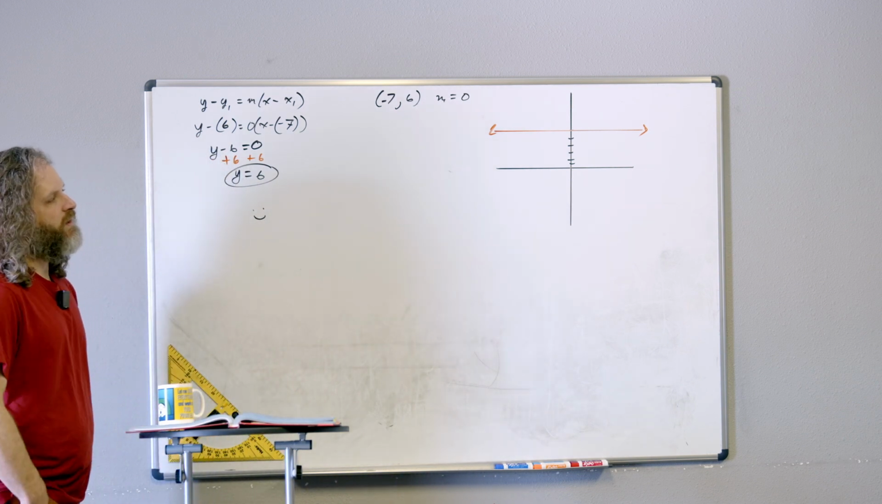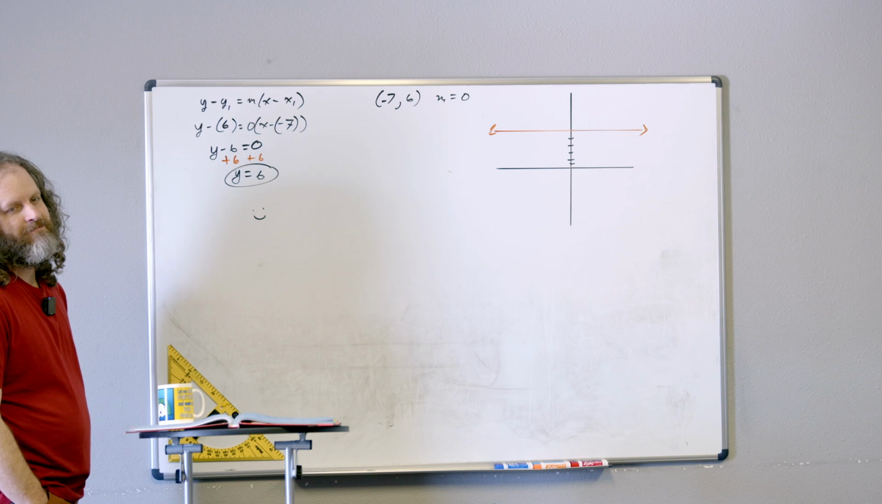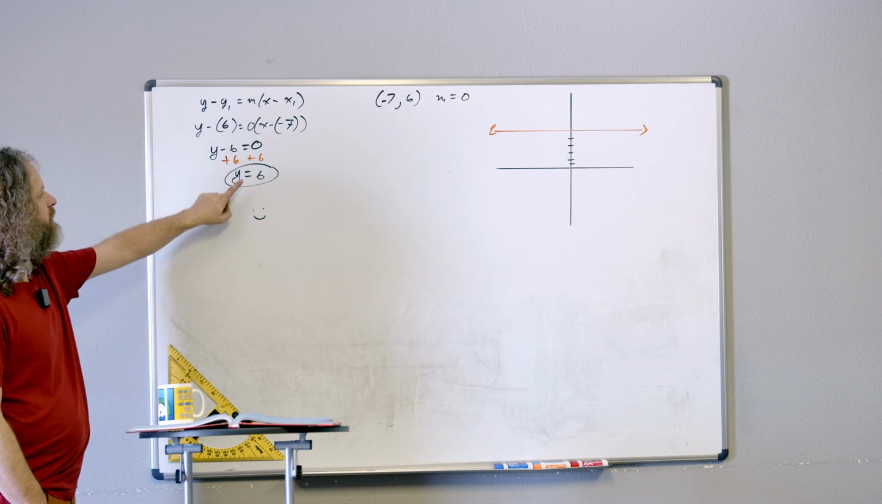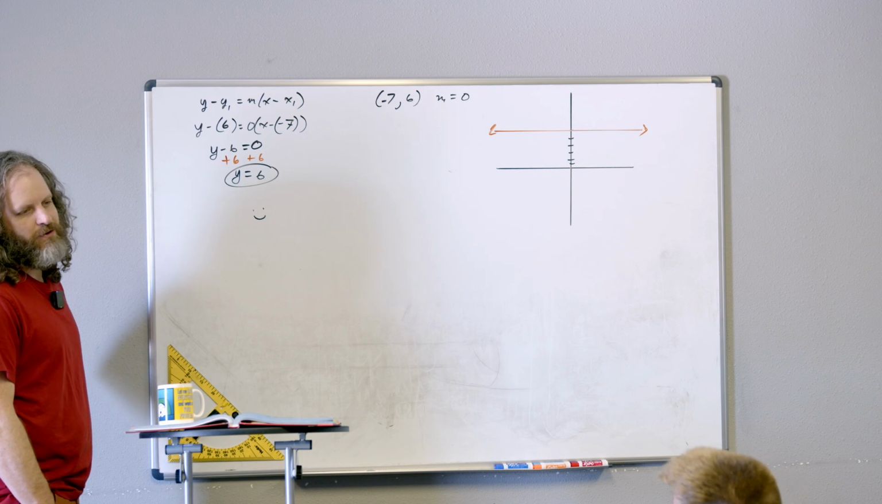We know this one's a horizontal line because the slope is 0. It goes up 0 and over infinity. Because that's the equation of a horizontal line. Y equals a number is always just a horizontal line.